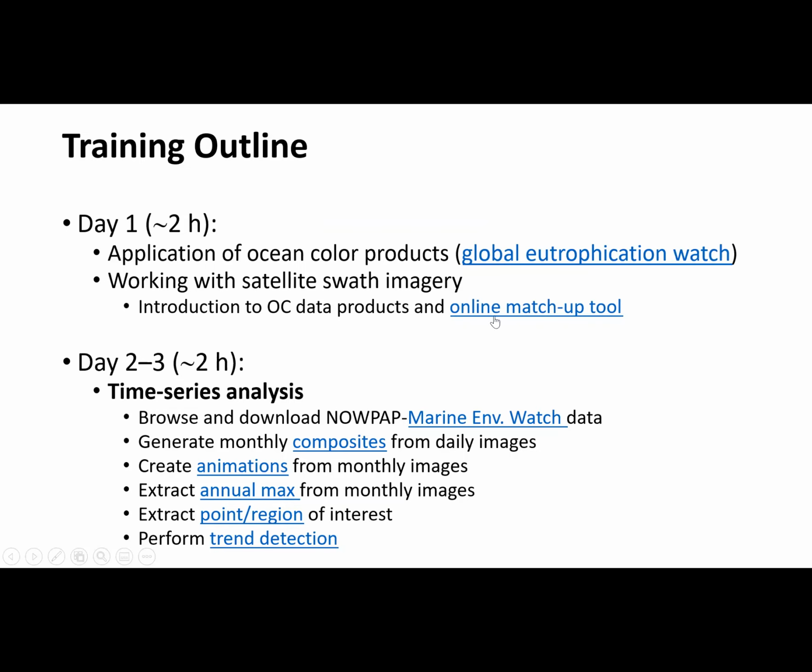So the global eutrophication watch and the online matchup tool are some of the tools we developed at NAPAP CELAC. These tools we developed for the use of ocean color remote sensing. The global eutrophication watch, as the name suggests, is for preliminary screening of eutrophication using satellite ocean color data. And the online matchup tool is to help you do the matchup between your in-situ observation, when you go to the sea and collect field samples, with satellite images to do things like validation or verification of ocean color products.